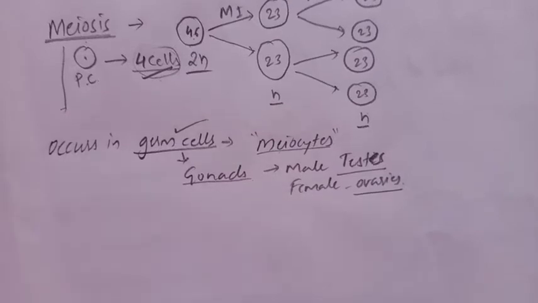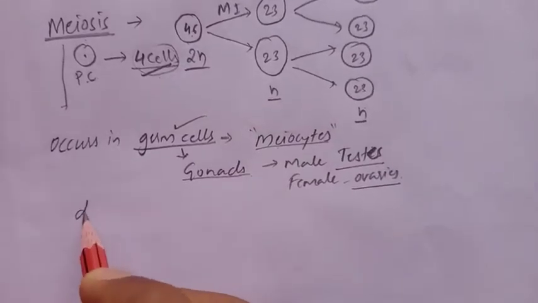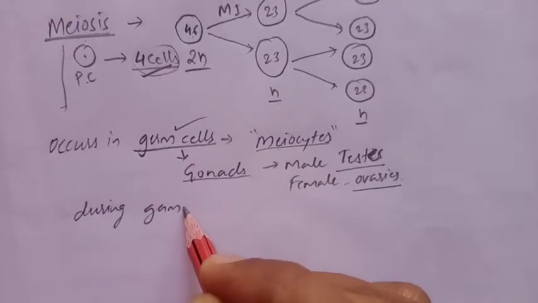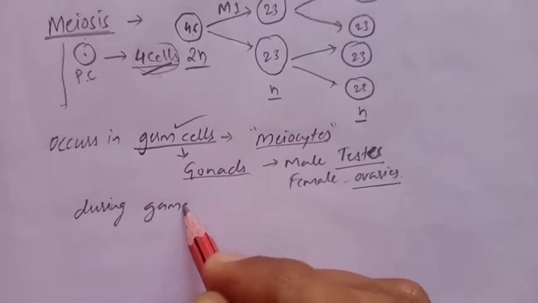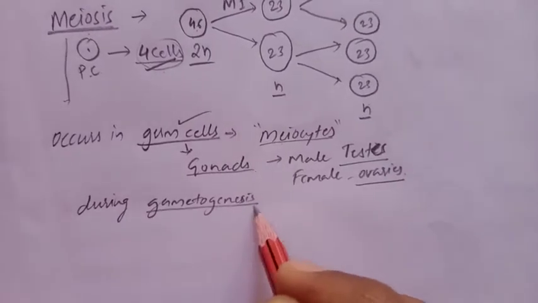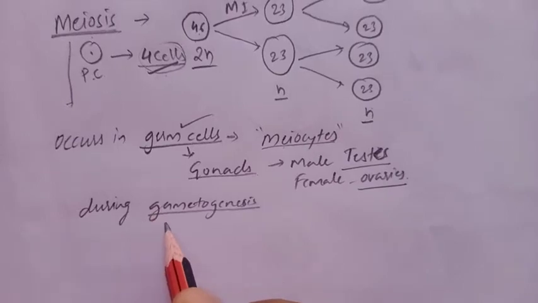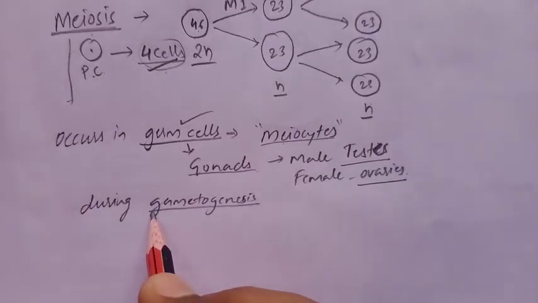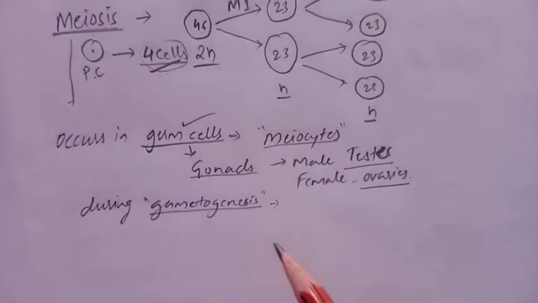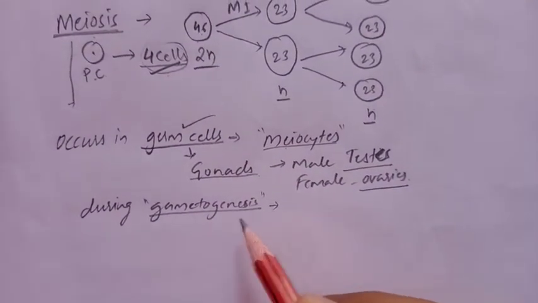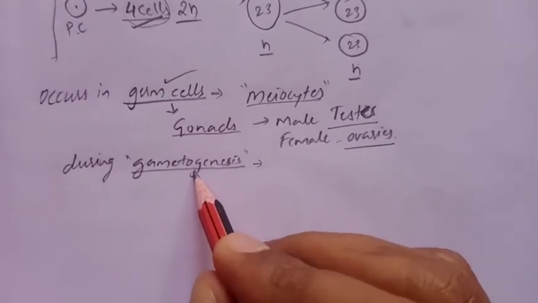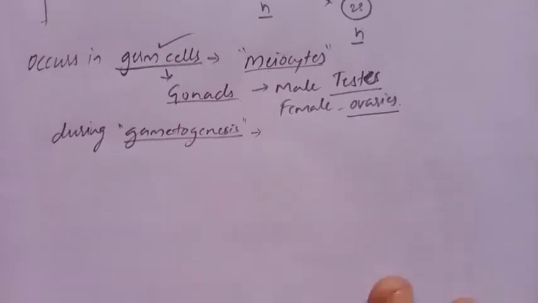Meiosis is very specific, and it occurs during gametogenesis. Gametogenesis is the process of formation of gametes. We will discuss the details in later videos.